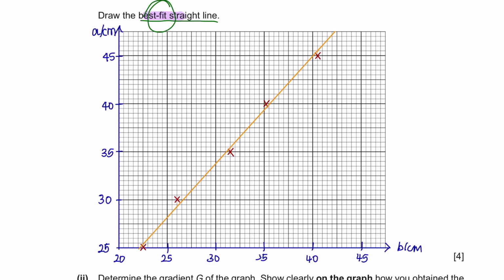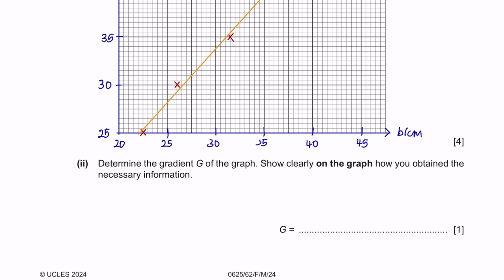For a best fit straight line, try to touch as many points as possible, and if you can't, always look for a few points below the line and a few points above the line. Next, Part 2. Determine the gradient G of the graph. Show clearly on the graph how you would obtain the necessary information.